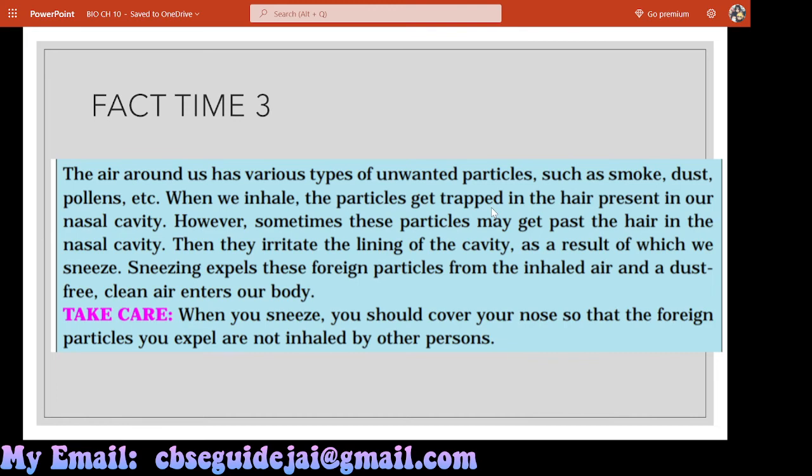When you sneeze, you should cover your nose so that the foreign particles you expel are not inhaled by other people around you. That is why it is advised to sneeze into your elbow or with a handkerchief. Just make sure to cover your nose.